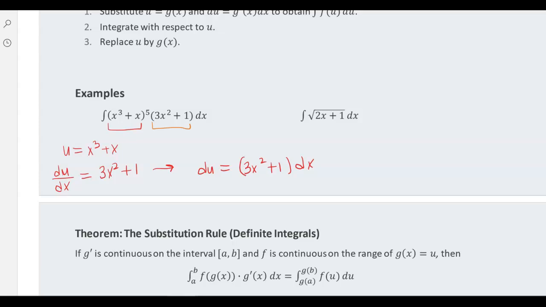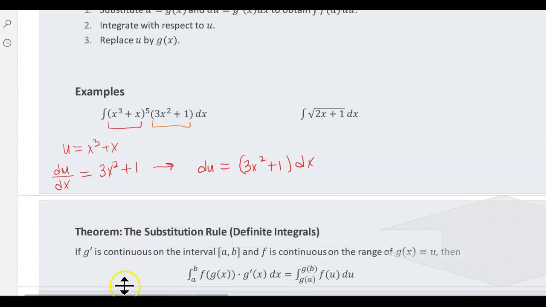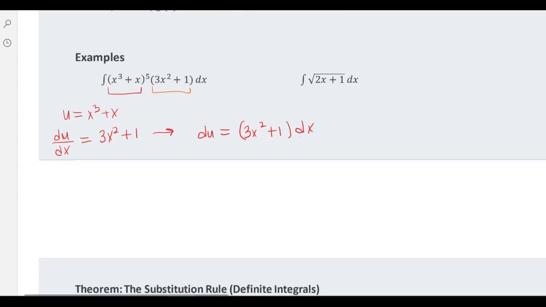Let me make a little more space here. Move this down. Okay. So looking back at the original, I'm going to rewrite it as this here is u to the 5th, and this whole part here, looking at what we have here, is du. So I think I've been able to substitute this to say u to the 5th du.